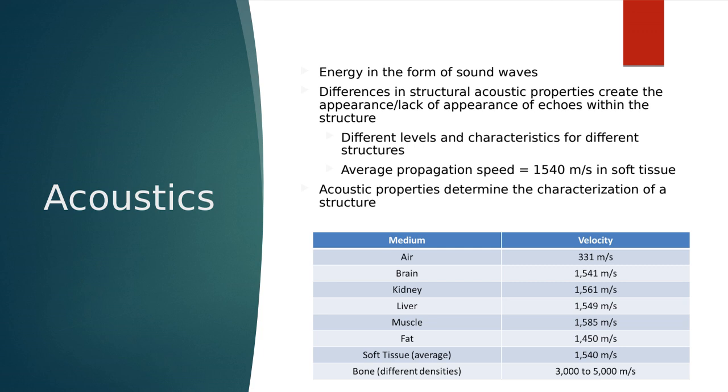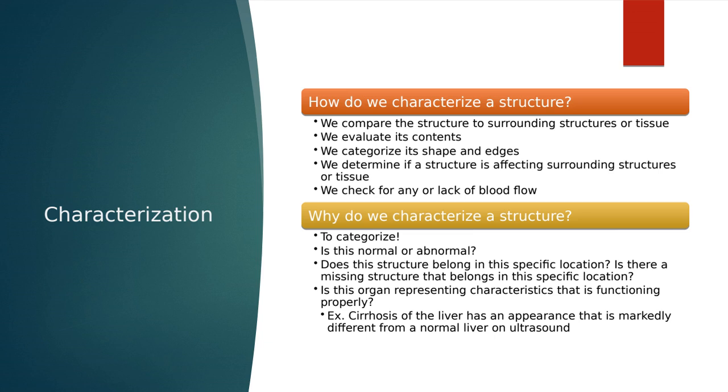Again, anything too slow, anything too fast, we're not able to see it as well as we want to. So we said that we're going to be using some of these terms to help us characterize, and we're looking really to see, does this structure look normal or does it look abnormal? And how can we do that?